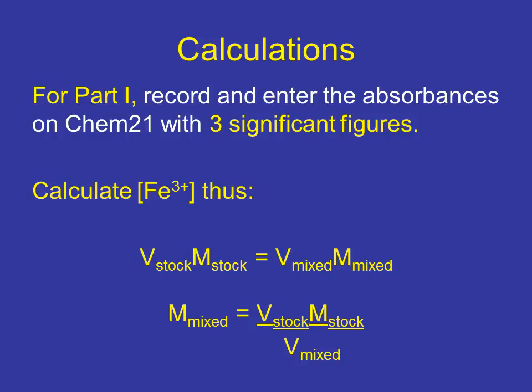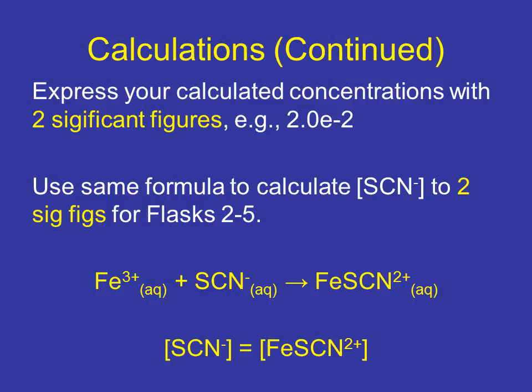You'll need to calculate the concentration of the iron 3 containing solution that you mixed accordingly using the dilution formula. That basically the volume of the stock solution times the molarity of the stock solution equals the volume of the mixed solution times the molarity of the mixed solution. The mixed solution is what you prepared. The molarity of the mixed solution would then be the volume of the stock solution times the molarity of the stock solution from the side shelf divided by the total volume of the solution that you prepared in the flask.